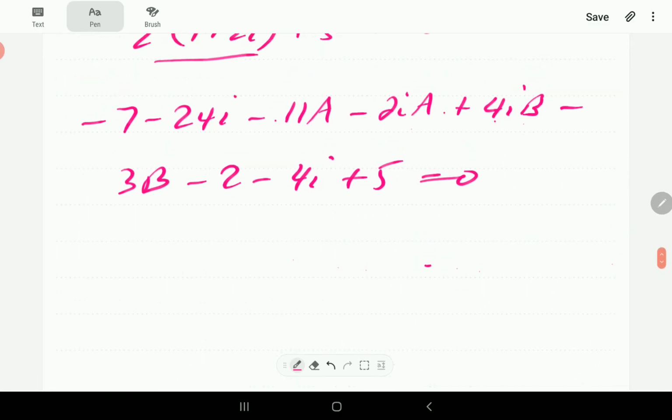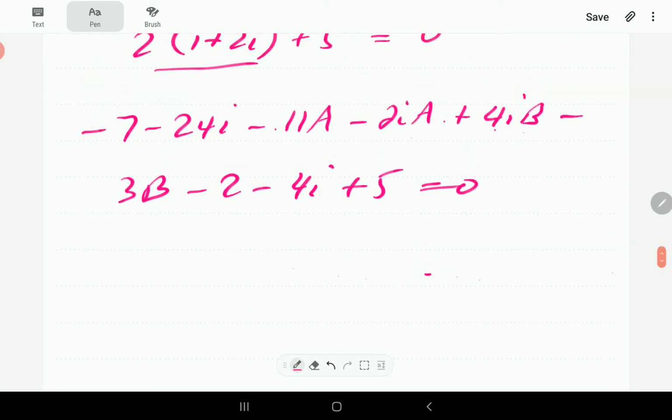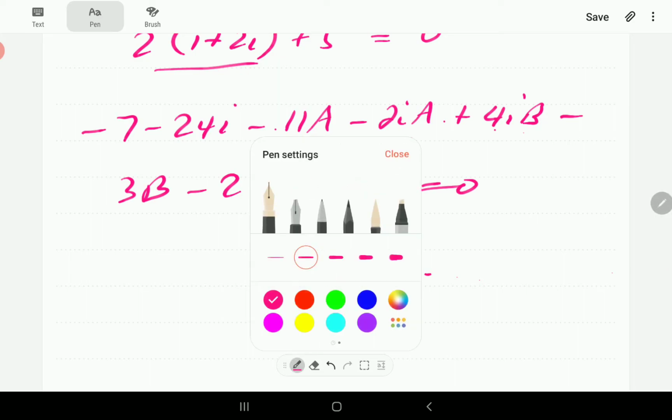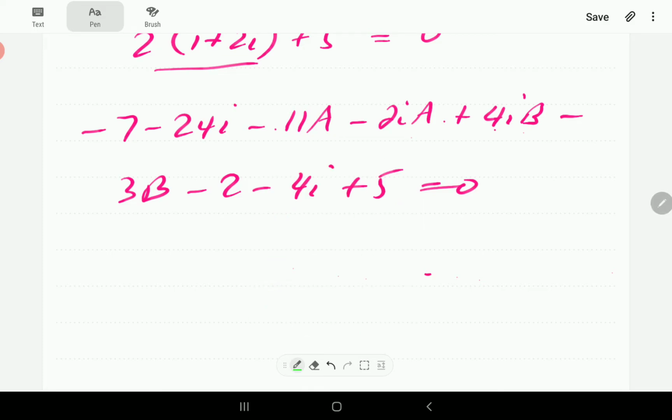Then at this point, this is where we end up with two equations. We're going to bring together the real terms, and the imaginary terms will be on their own as well. So if I just look at the real terms, this is what we're going to have. So I've got minus 7 minus 11a.